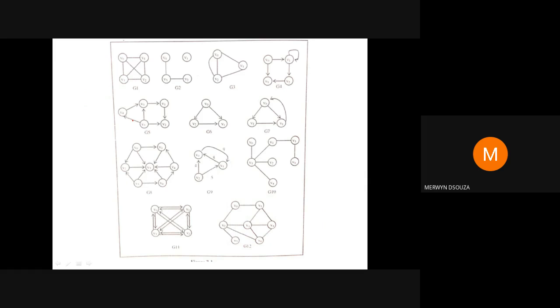Second definition, subgraph. Basically, for understanding, a graph H is said to be a subgraph of another graph G if and only if the vertex set of H is a subset of the vertex set of G, and the edge set of H is a subset of the edge set of G. So if there is a subgraph H and a graph G, then the vertices and edges of this graph will be a subset of this. Then we call this a subgraph of G. The vertices and edges of H will be a subset of vertices and edges of G, then H is a subgraph of G.